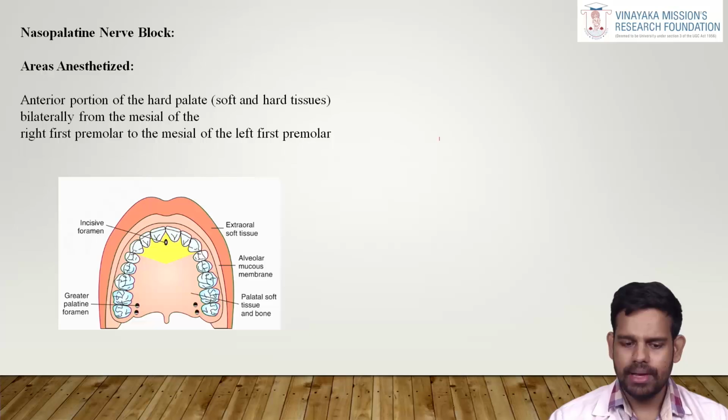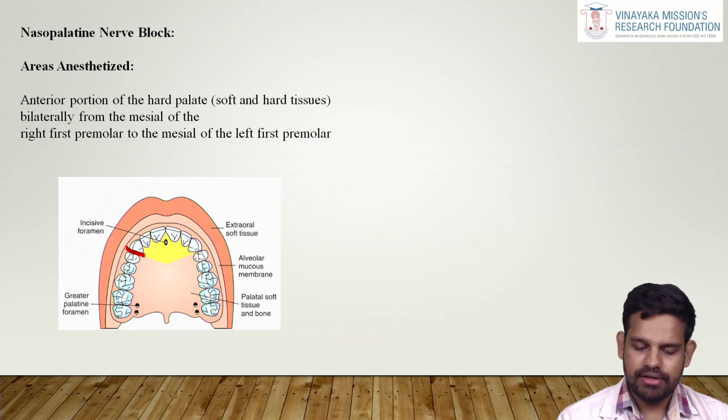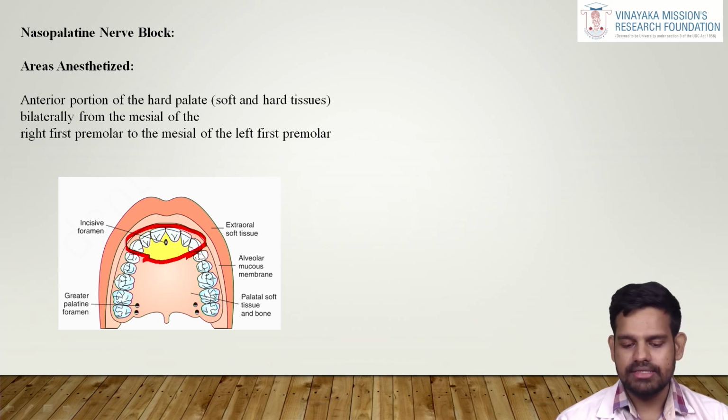Now coming to the nasopalatine nerve block, the area anesthetized here is the anterior portion of the hard palate, which includes the soft and hard tissues, bilaterally from the mesial side of the first premolar on one side to the mesial side of the first premolar on the other side. This area is anesthetized completely with the help of the nasopalatine nerve block in the palatal region.